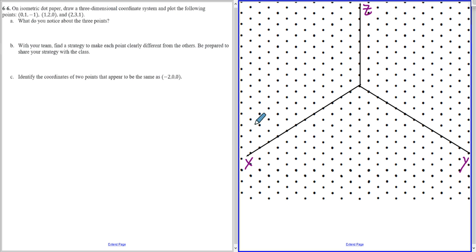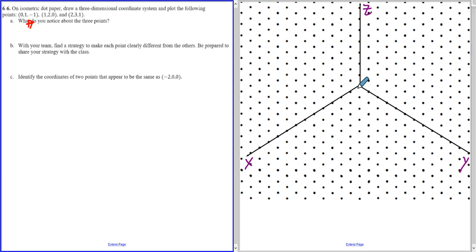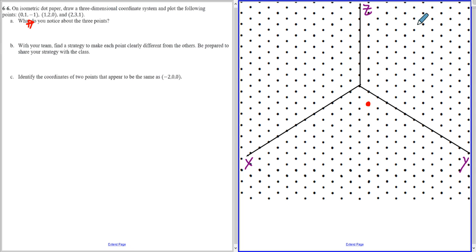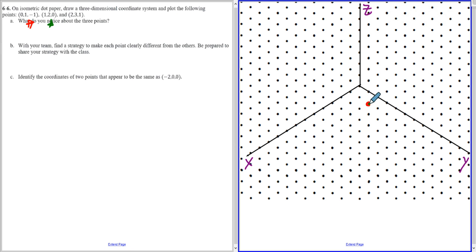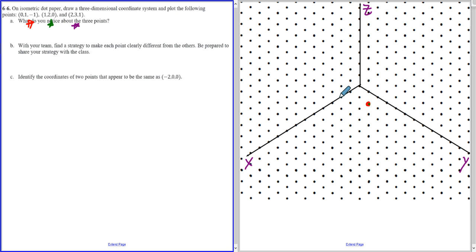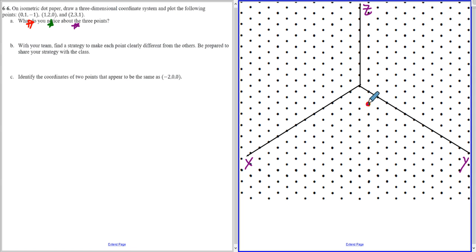Why are we grumbling? What's wrong with these 3 points? They're the same. So when I plot this first one, it's 0 according to x, 1 according to y, and then -1 down for z. So there's my first point. And then for 1, 2, 0, it's 1 according to x, 2 according to y, and 0 up. And then my third point, 2 according to my x, 3 according to my y, and 1 up. So they all end at the same spot, but they're not the same.